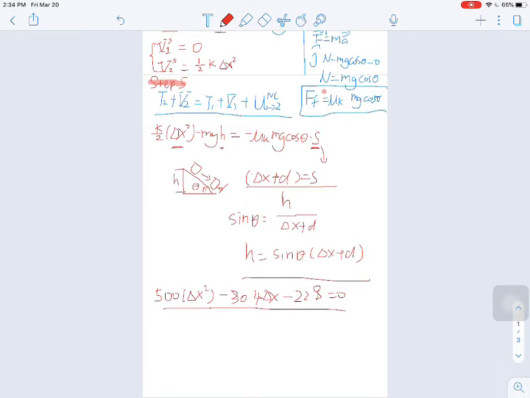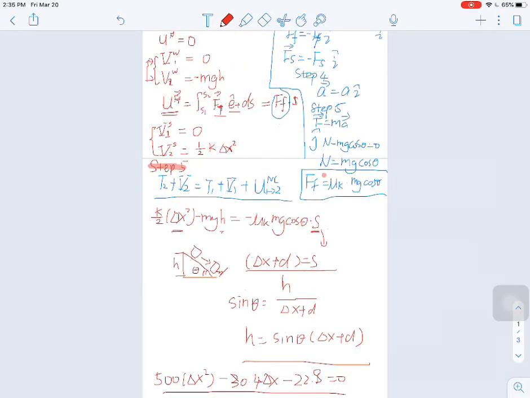You probably know this is power to the second. You will end up with two values for delta x, and you will need to take the positive result, right? It's because the compression of the spring cannot be negative. So if you solve everything, you should find delta x equals 0.184 meter.